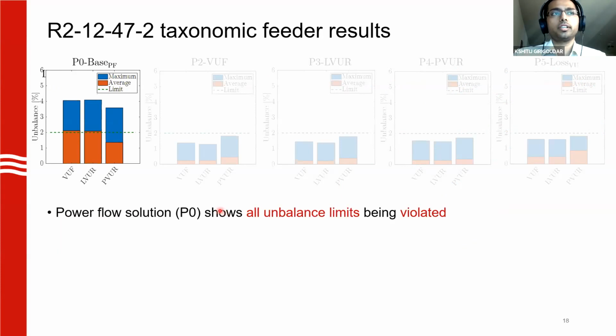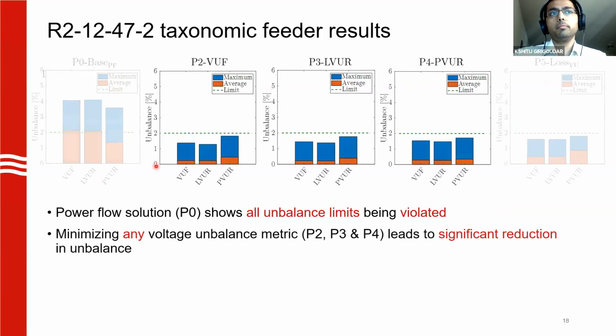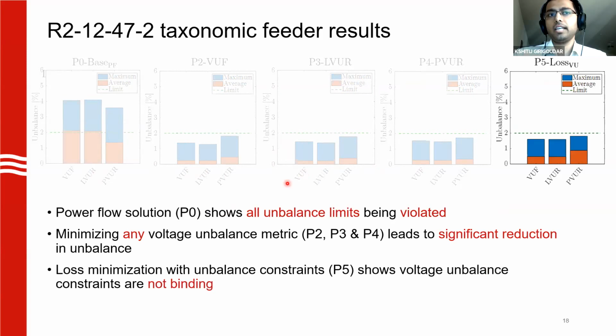So I'll start off by showing the unbalanced results. As expected, for the power flow solution, we see the unbalanced limits are violated. Minimizing any of the 3 unbalanced metrics actually shows considerable reduction in unbalance, and we also see that none of the limits are actually violated. Same is the case with P5, where we minimize loss subject to unbalanced constraints. The difference here compared to the 13 bus case is the blue bars no longer touch the 2% limit, which means now the unbalanced constraints are not binding.